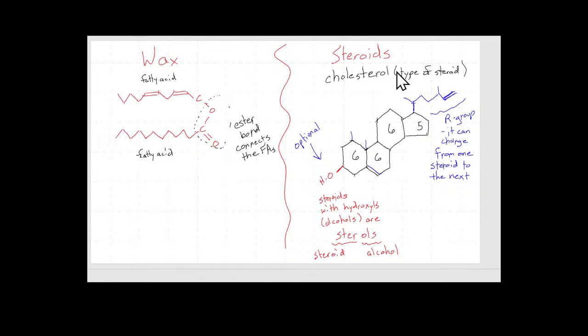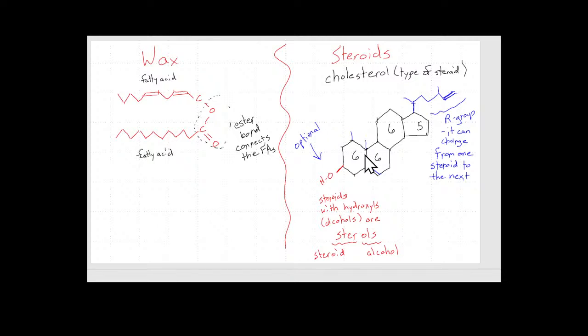Steroids. The type of steroid that I drew down below is called cholesterol. So I really focused in on the fact that we have 6 carbons in a circle here, another 6 carbons in a circle here, and they're joined along this edge. Then we have another 6 carbon circle that is joined along this edge. And then finally we've got a 5 carbon ring. And at the tip of this 5 carbon ring is what is known as an R group.